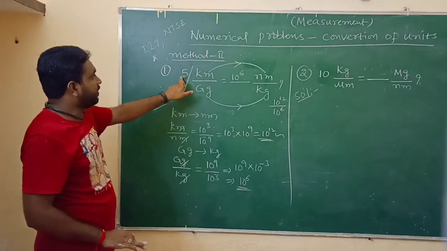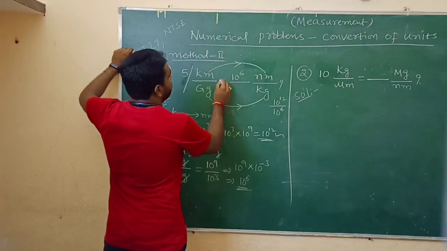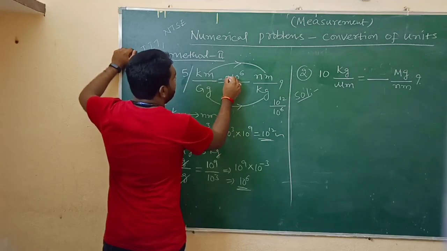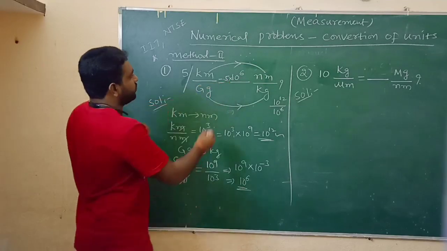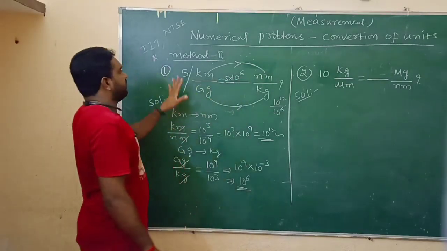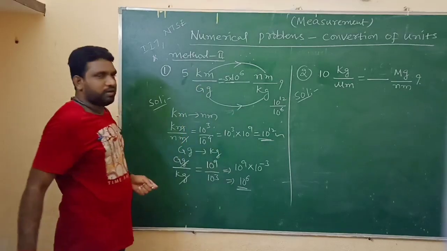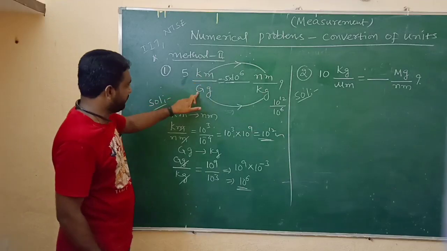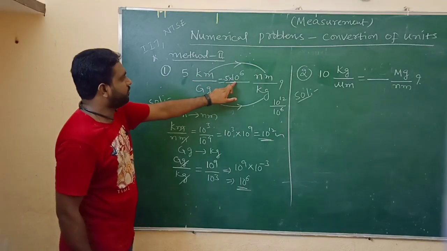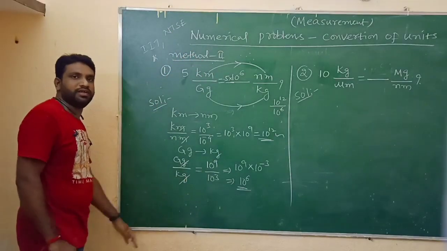But here the into 5 is there. What do we need to do here? Finally, after getting the answer, we need to multiply it with 5. Just multiply the 10 to the power of 6 with 5. So this is the answer. Now 5 is also included. So what is the answer here? 5 kilometer by gigagram equals 5 into 10 to the power of 6 nanometer by kilogram. In this way we have to find the answer.